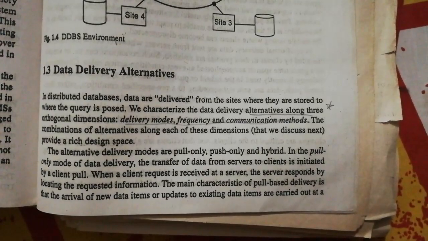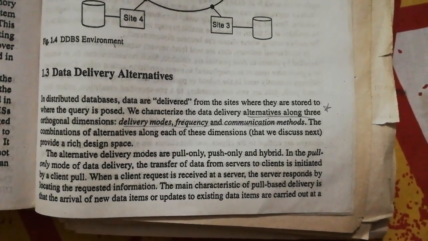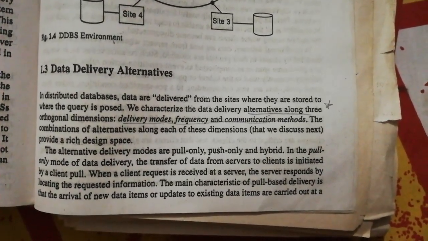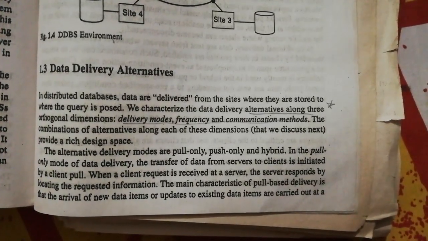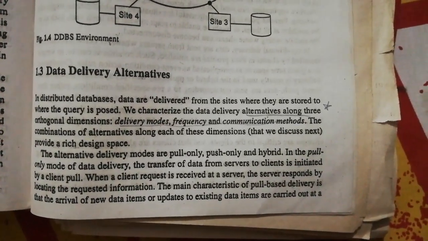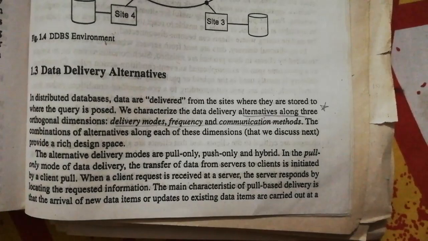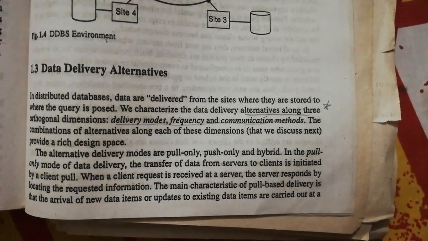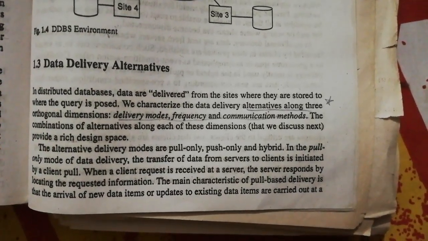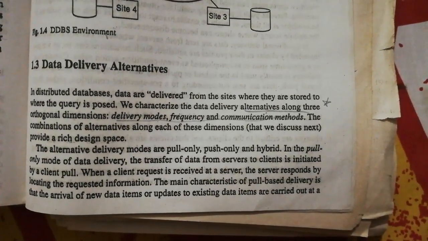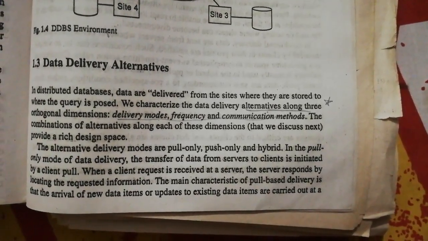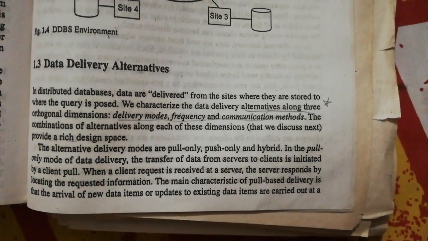The alternative delivery modes are pull only, push only, and hybrid. In the pull only mode of data delivery, the transfer of data from server to client is initiated by a client pull. When a client request is received at a server, the server responds by locating the requested information.